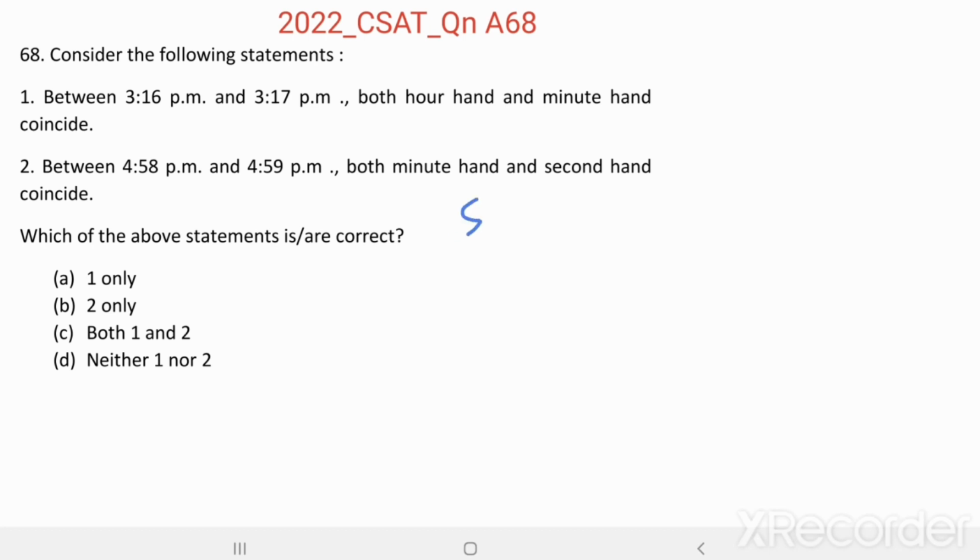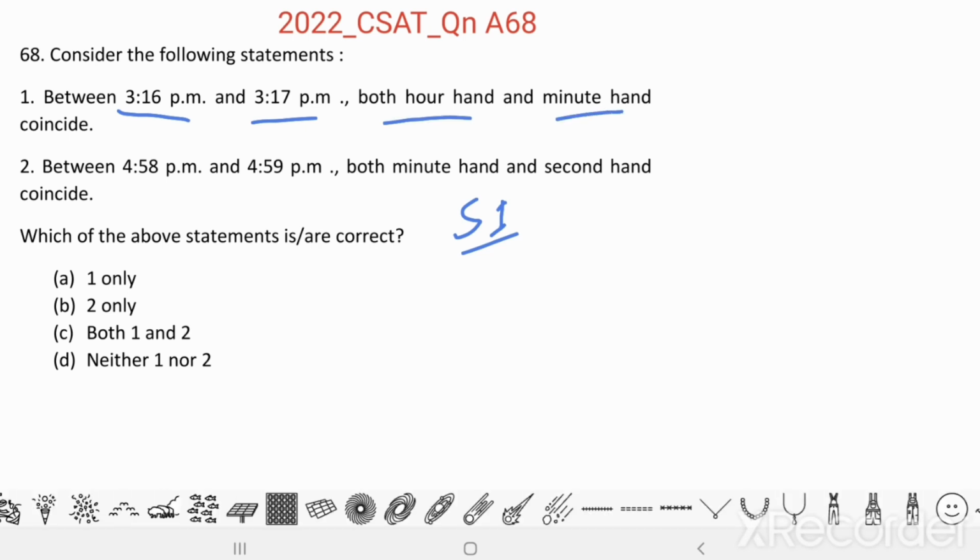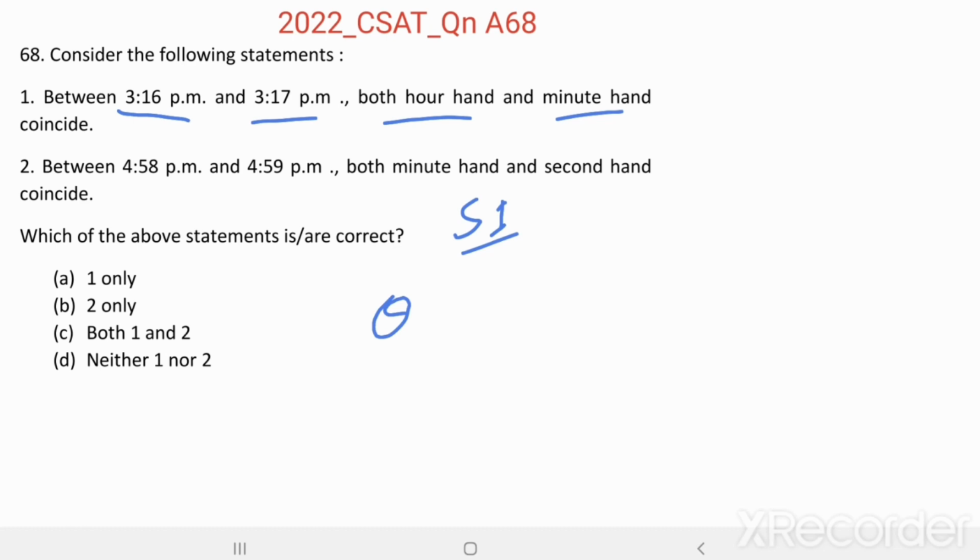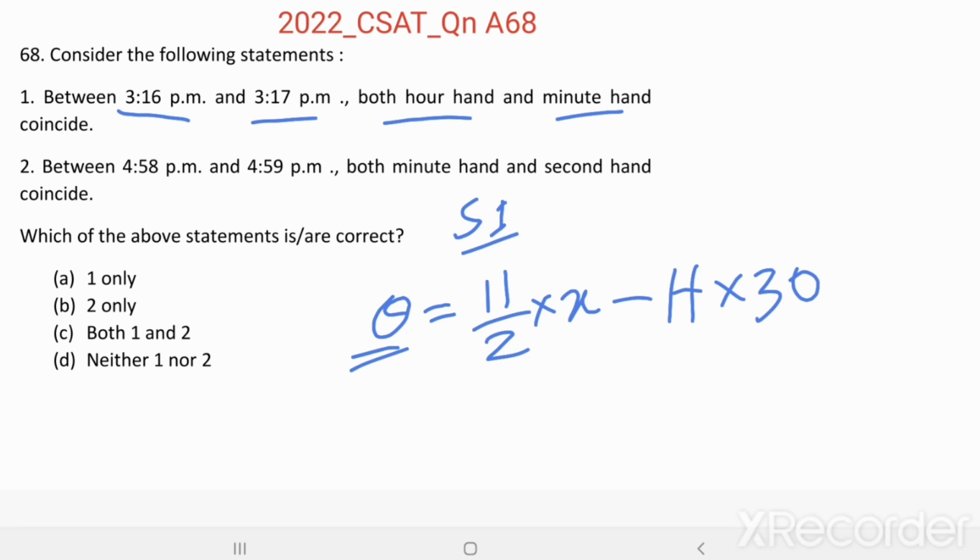Consider statement 1. Between 3:16 p.m. and 3:17 p.m. both hour hand and minute hand coincide. When both hands coincide, the angle between them is equal to 0. We know that to find the angle between hour hand and minute hand, the equation is theta equals 11 divided by 2 into x minus h into 30, where theta is the angle between hour hand and minute hand.